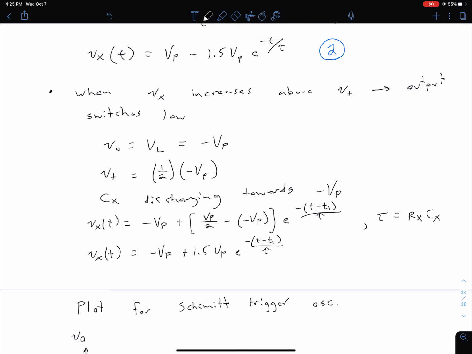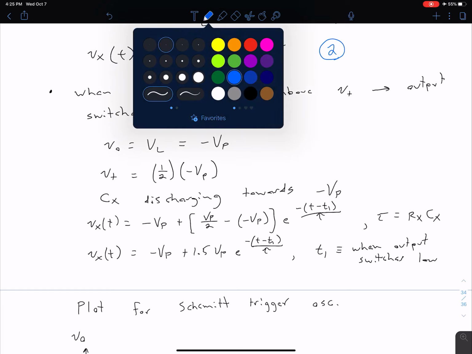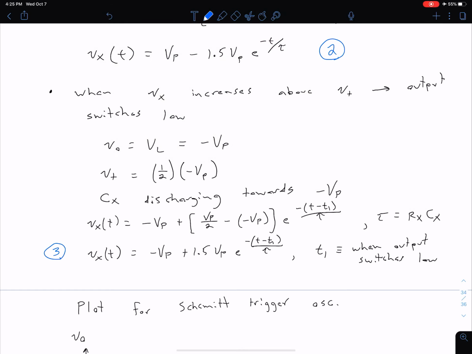And so t1 is just the time when the output switches low. So let me write that explicitly here. So we've got t1 is when output switches low. Okay, and to be consistent with the notes, let's call this equation 3.